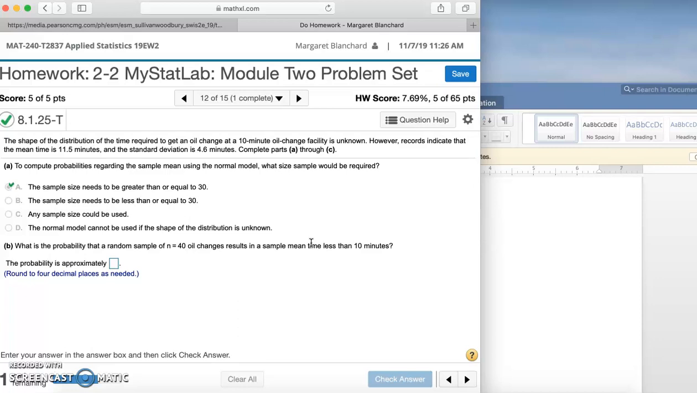In both cases, the first thing you need to do is find your new mean, that's mu x bar, the mean of x bar, the sample mean, and the new standard deviation, sigma x bar. Remember, we're not just looking at any random person that comes in. We're looking at 40 of these oil changes, and we want to know the probability that those 40 oil changes' mean is less than or equal to 10. That's different than just asking what's the probability that someone coming through the door is less than 10 minutes.